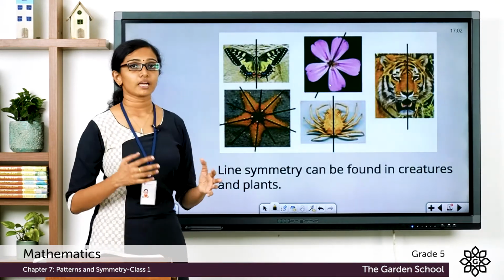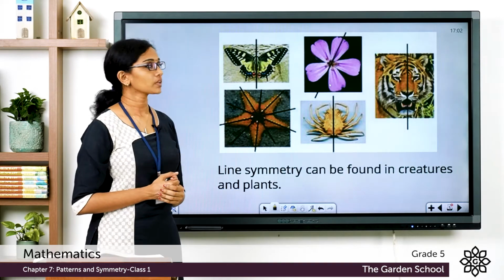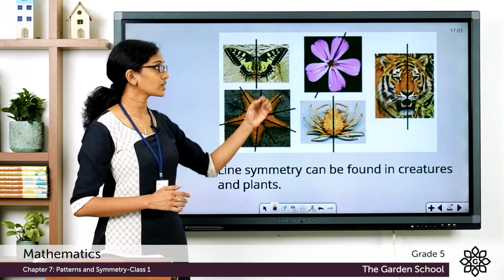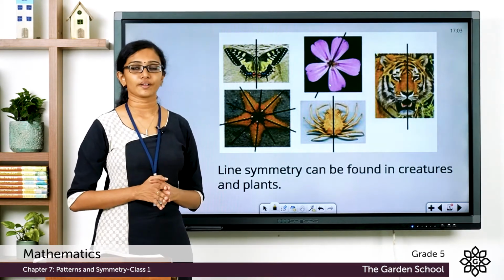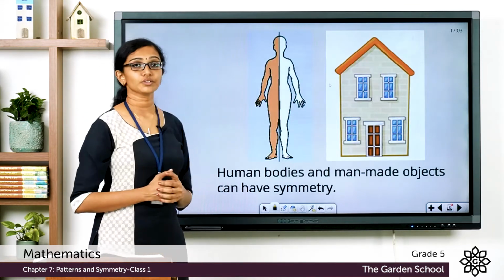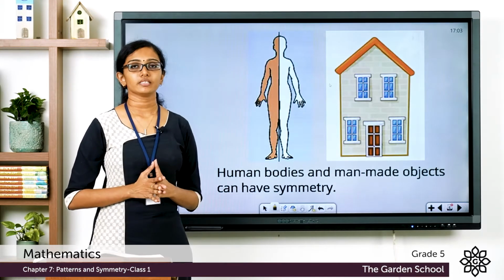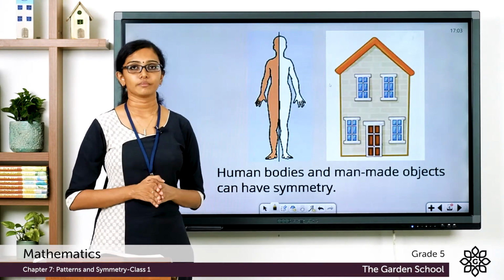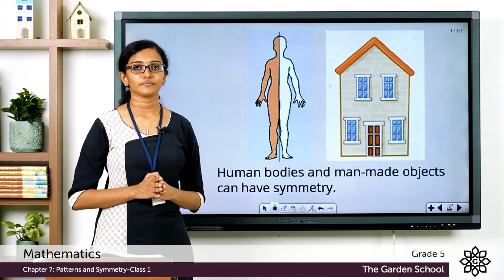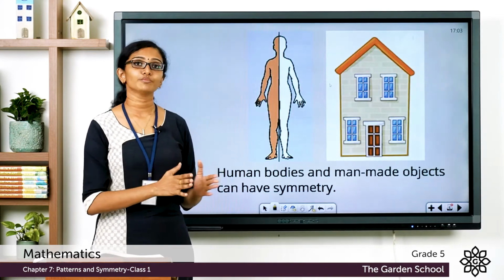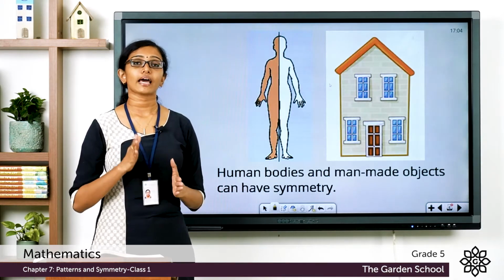Now, let's see some examples of where we can see symmetry, or specifically line symmetry, in nature. Line symmetry can be found in both creatures and plants in nature. Here are a few examples: a butterfly, a starfish, a flower, the face of a tiger. You can see line symmetry in lots of creatures and plants around us. And here you can see the picture of a human body, and there is the picture of a house. So human bodies and man-made objects can have line symmetry. In the case of a human body, the left and the right sides will be symmetrical. And what do you say when an object or shape is not symmetrical? We say it is an asymmetric object or an asymmetric shape.